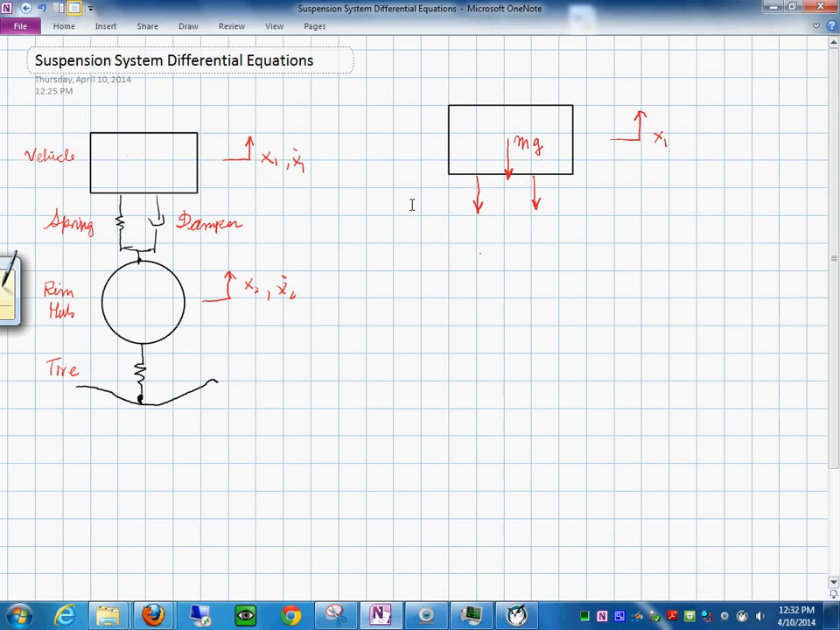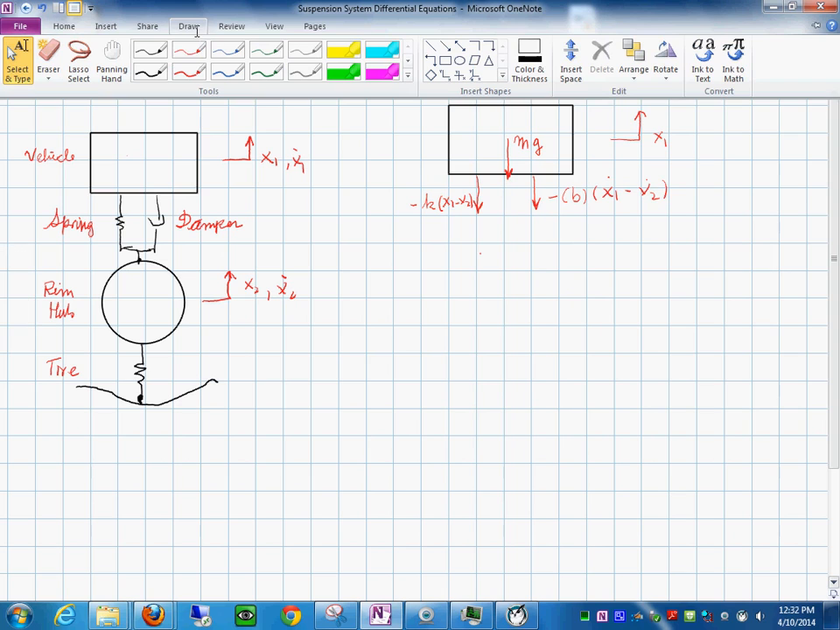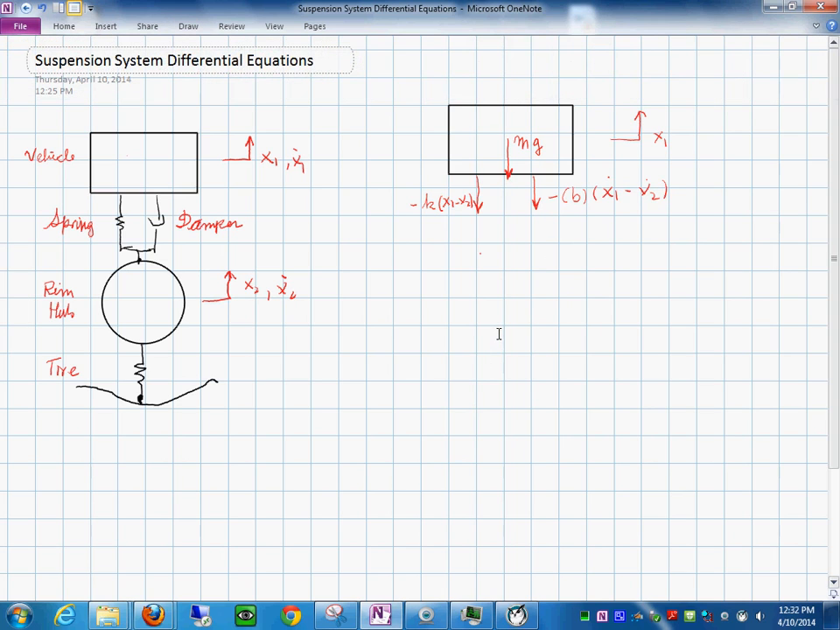This would be a minus k times x1 minus x sub 2, x sub 2 being the displacement of the other mass. This would be b multiplied by x1 dot minus x2 dot like this. So on the other mass, we need to do the free body diagram of this, and we'll see it in a moment here.